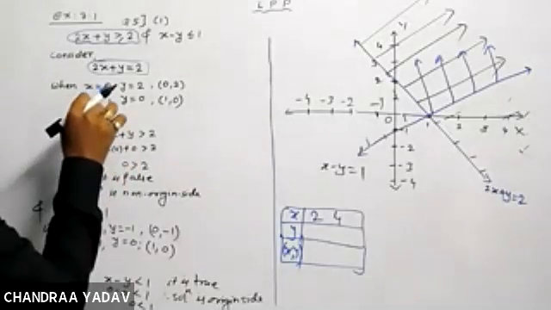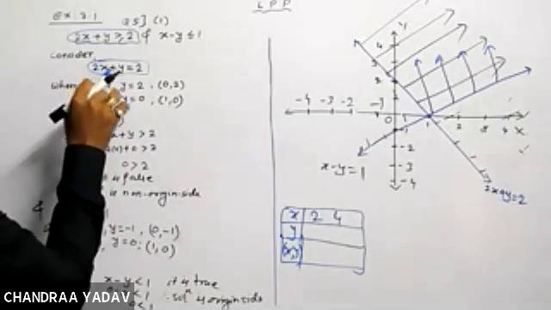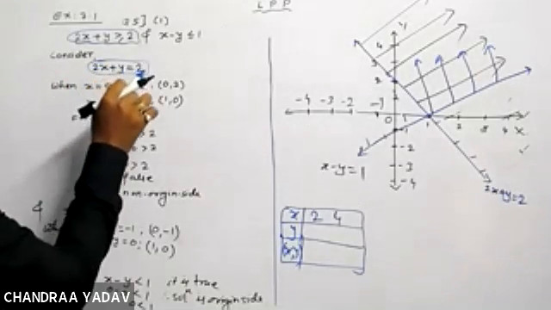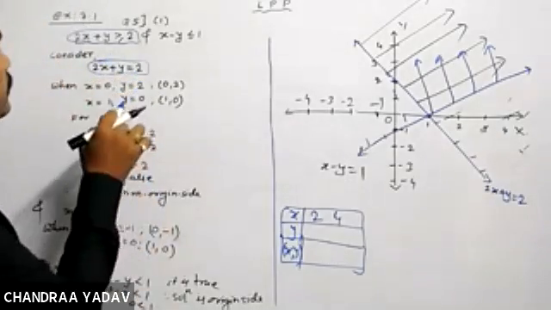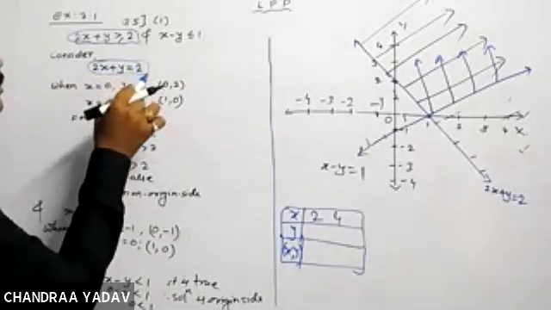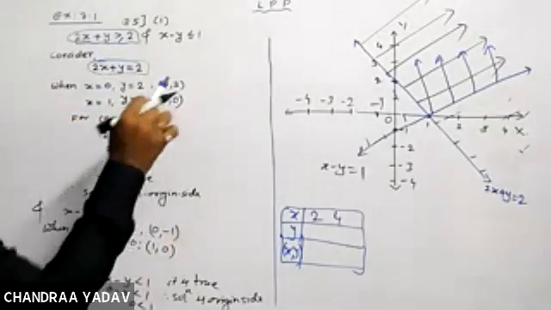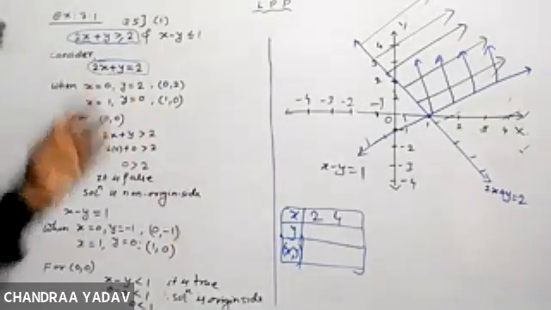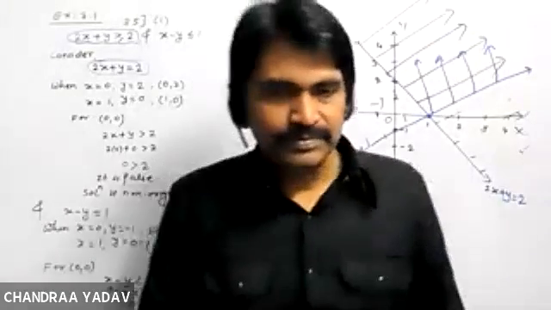So when x is 0, substitute in this equation: 2 into 0 is 0, 0 plus y is y, and y is equal to 2. In the same way, when y is equal to 0, 2x is equal to 2, so x is equal to 1. Some calculation we have to do in our mind only, and directly we get the coordinates. The same process we followed in this also. Is it clear?